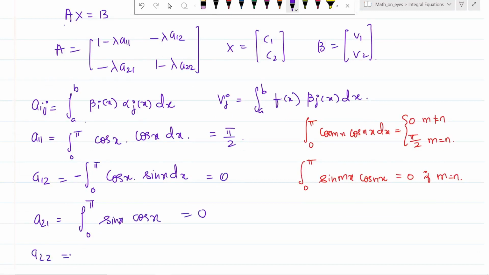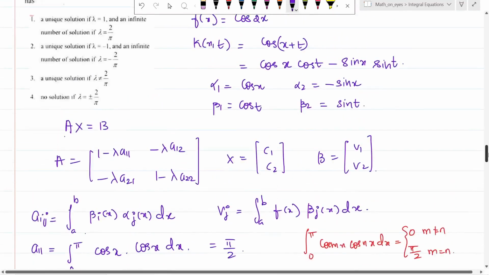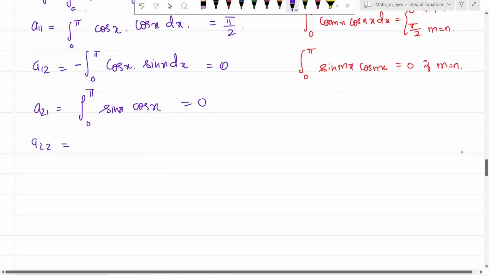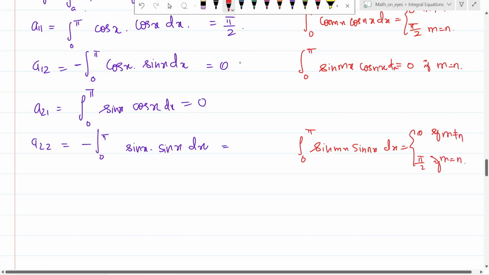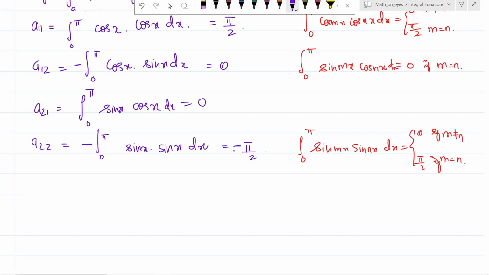And A22 will be equal to beta 2 and alpha 2. Sin x, minus sin x. So you will have the integral 0 to pi sin squared x dx. We know the formula, integral 0 to pi sin mx into sin nx dx is equal to 0 if m not equal to n, pi by 2 if m is equal to n. So we will find this as equal to pi by 2. And here, since we have a negative, we will find a negative here.